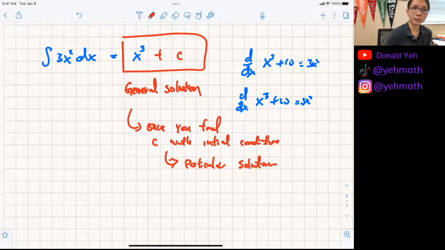Can you maximize the scale? Yes, of course. Can you guys see? Is c with the initial condition going to equal a particular solution? Once you find a c with the initial condition, then you can find something called a particular solution. So for example, if I find out x cubed plus 10, that's going to be a particular solution. Is that okay? Okay, so that's fairly easy.